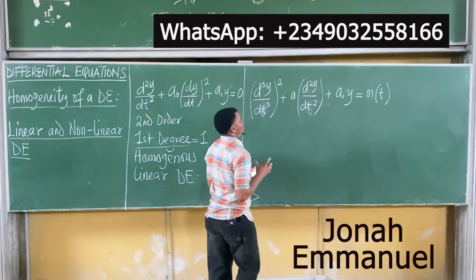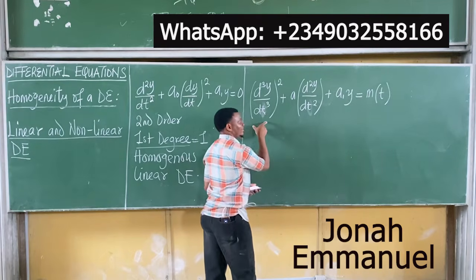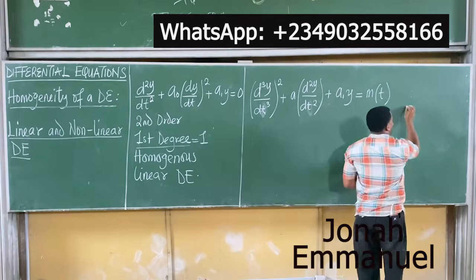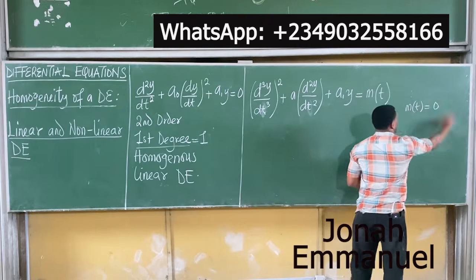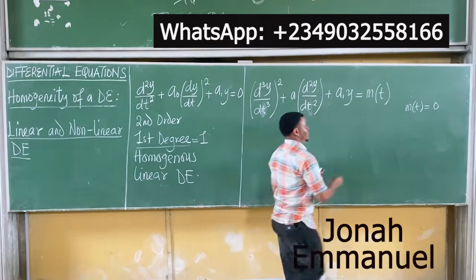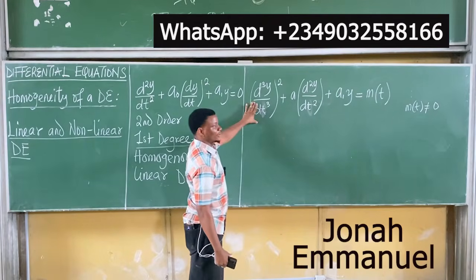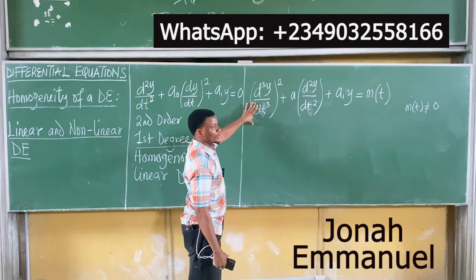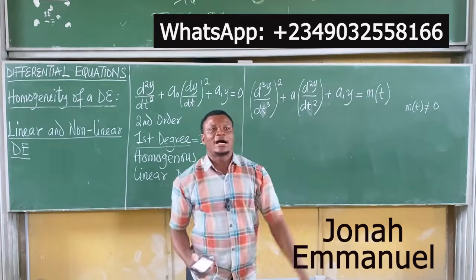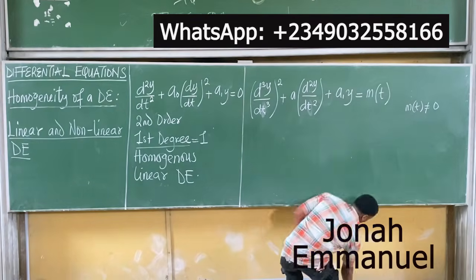Alright, with this now, we know that this is third order, second degree. It says non-homogeneous. What if they had said m of t is equal to 0? For now, let's assume m of t is not 0. So it becomes a third order, second degree, non-homogeneous, non-linear differential equation. Alright, that's about it. Let's look at how we can solve them. Solution of a differential equation.